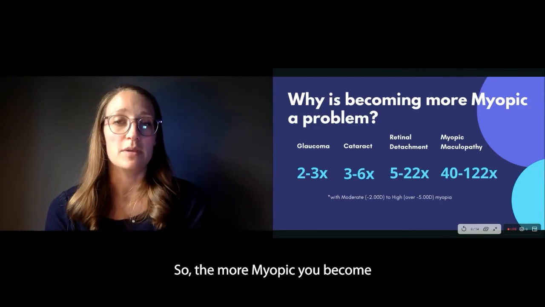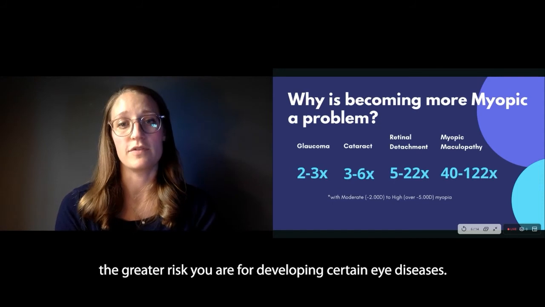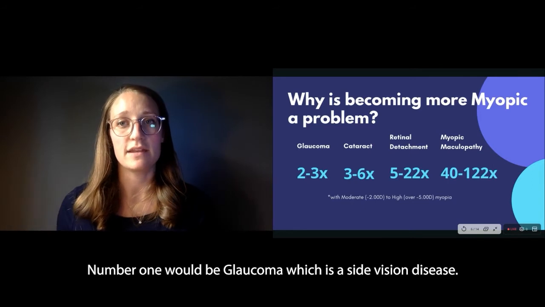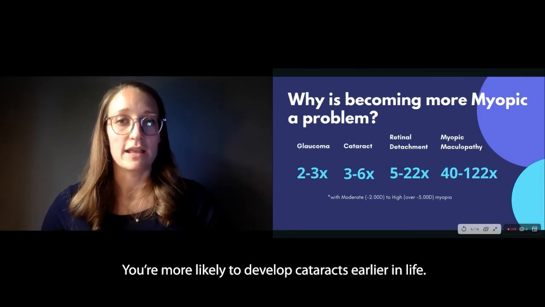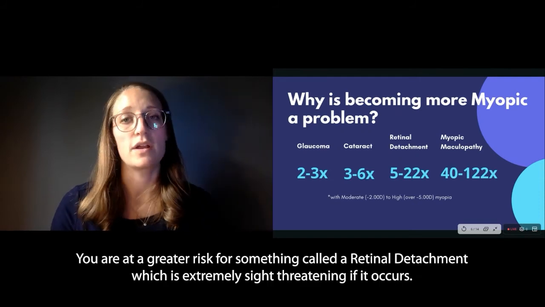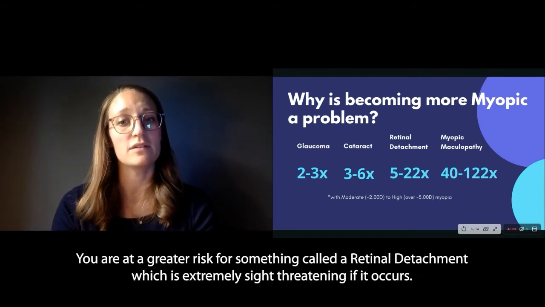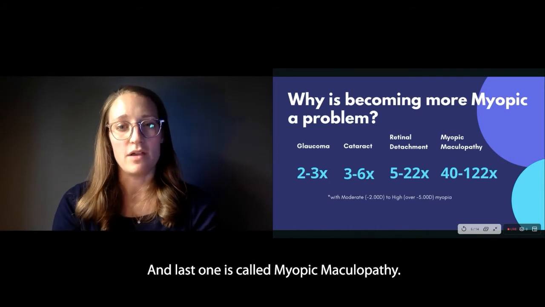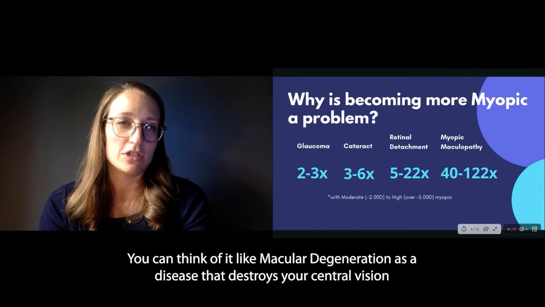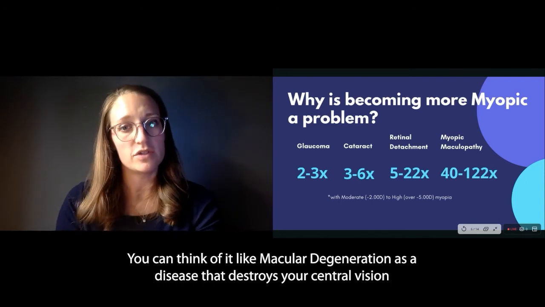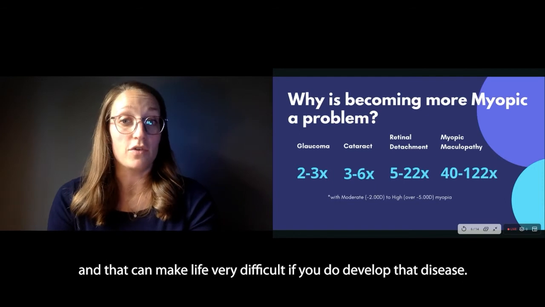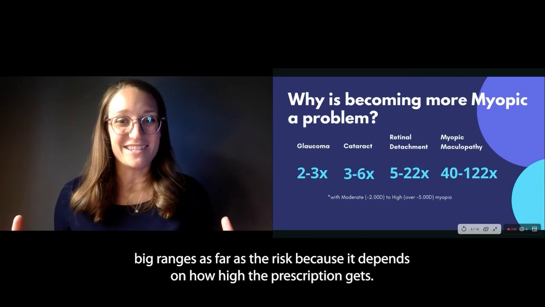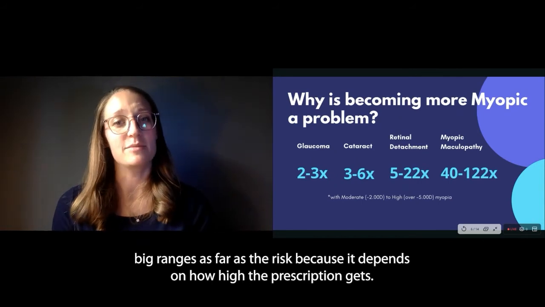The more myopic you become, the greater risk you are for developing certain eye diseases. Number one would be glaucoma, which is a side vision disease. You're more likely to develop cataracts earlier in life. You're at a greater risk for something called a retinal detachment, which is extremely sight threatening if it occurs. And the last one is called myopic maculopathy. You can think of it like macular degeneration. It's a disease that destroys your central vision, and that can make life very difficult if you do develop that disease. And these are big ranges as far as the risk, because it depends on how high the prescription gets.